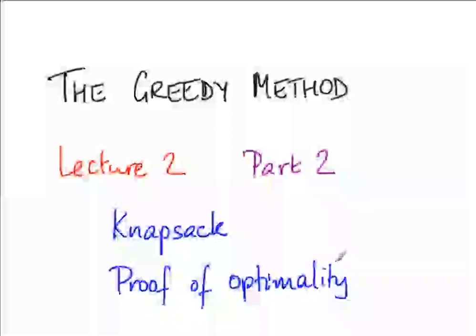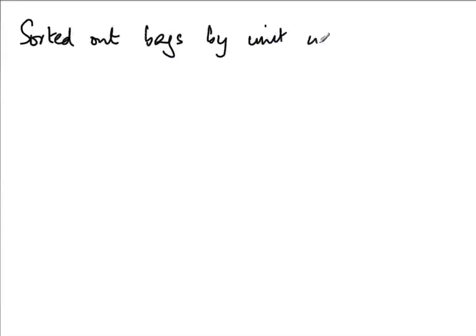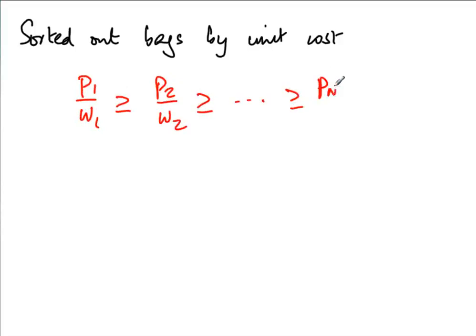So let us now show that our greedy strategy for knapsack is in fact optimal. Remember that we have sorted our bags by unit cost, so we can assume that our bags are in order such that P1 by W1 is bigger than P2 by W2, which is bigger than P3 by W3, and so on. And the smallest of the unit cost is the last bag in our selection.